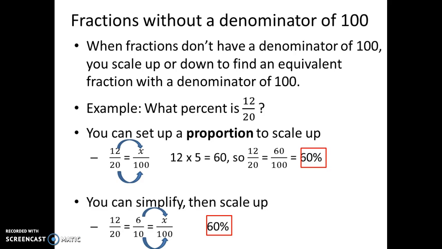Another strategy for this example would be to simplify, then scale up. Since 12 and 20 have a common factor of 2, they also have a common factor of 4, but if we use 2, we can simplify 12 twentieths to 6 tenths, which we could then scale up to have a denominator of 100. 6 tenths equals 60 hundredths, which is 60%.